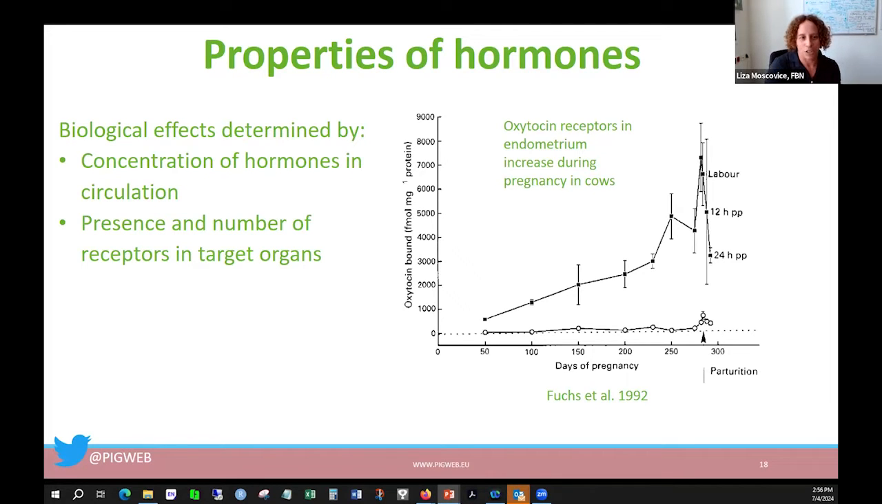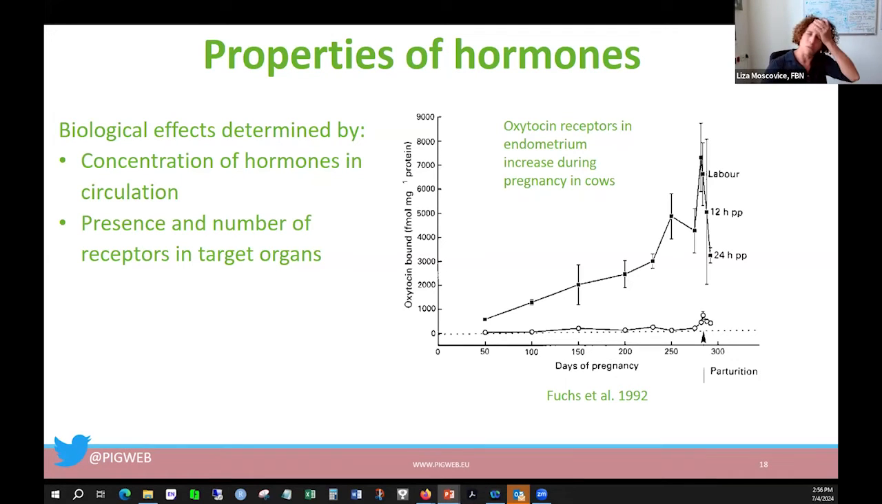But it's not just the concentration of hormones that changes. The strength of the biological effects is also determined by the presence and the number of receptors in target organs that these hormones can bind to, because hormones, as I mentioned, need to bind to receptors to have their effects.